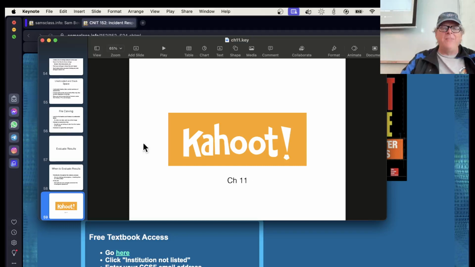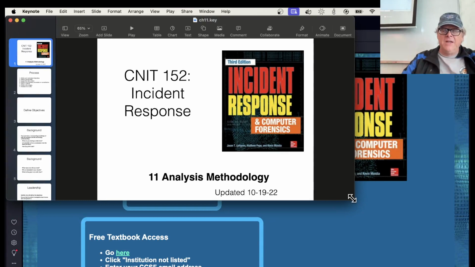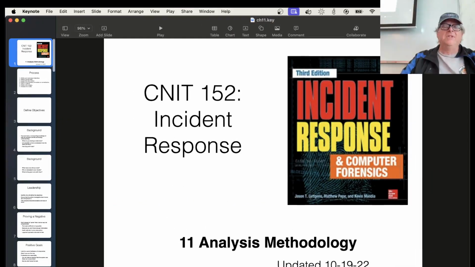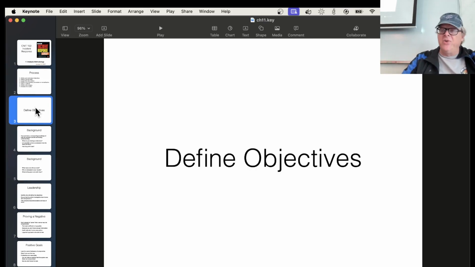So let's talk about chapter 11 here, which is more how to investigate an incident. So this is analysis methodology. You have to define your objectives. This, by the way, is a big issue. A lot of non-technical managers do not understand what is possible. I first learned this when I took a fiber optics class, and they said you will have to educate the customer about what they want because they don't understand the technology at all. Then you get data, inspect it, perform conversions and such, choose a method, perform analysis, and evaluate the results. It sounds kind of meaningless, but we'll go through it to some extent.